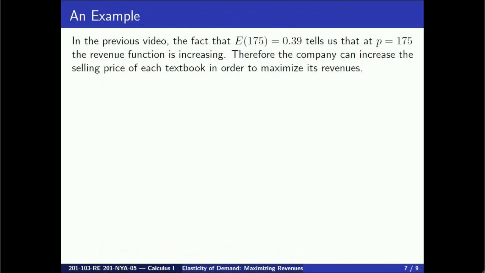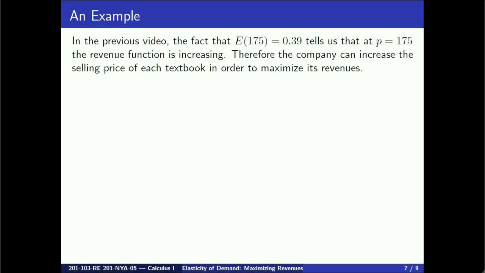We had computed that E of 175 is 0.39. Since elasticity of demand is less than 1, so inelastic, this indicates that at a unit price of $175 per unit, the revenue function is increasing. Therefore, the optimal unit price is larger than $175 per unit.